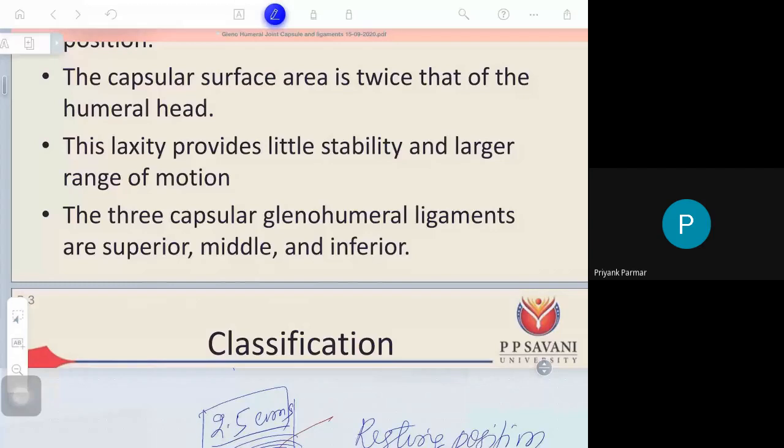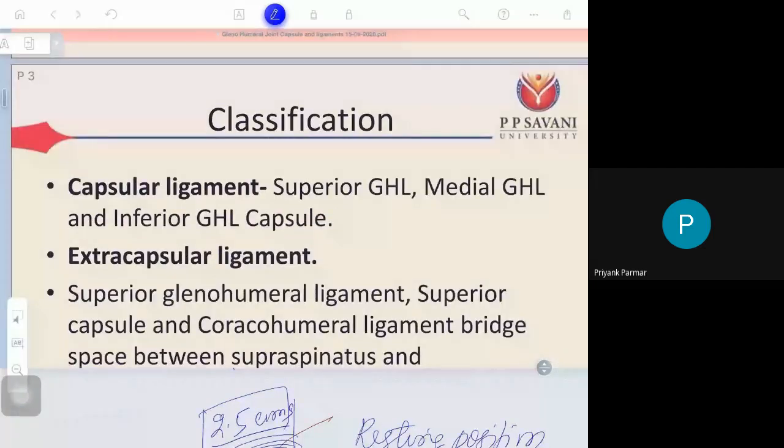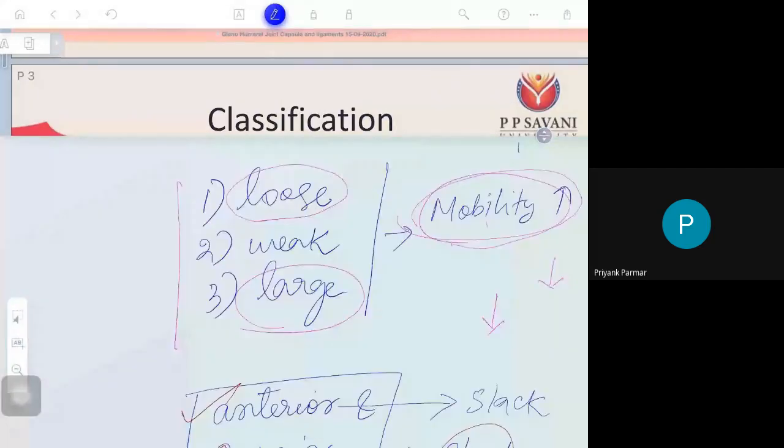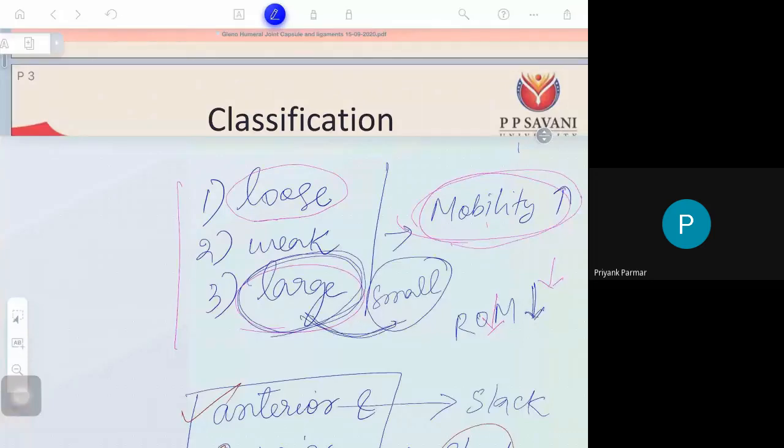So this laxity provides little stability and a larger range of motion. Imagine if the ligament, if the capsule is tight, or if the capsule is small instead of large, then what will happen? There will be restriction of range of motion. Range of motion will be limited.